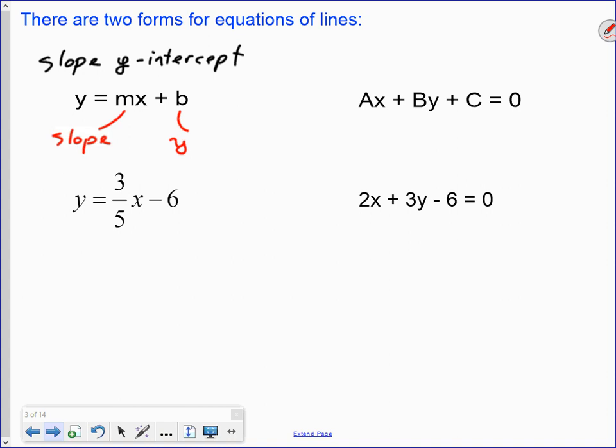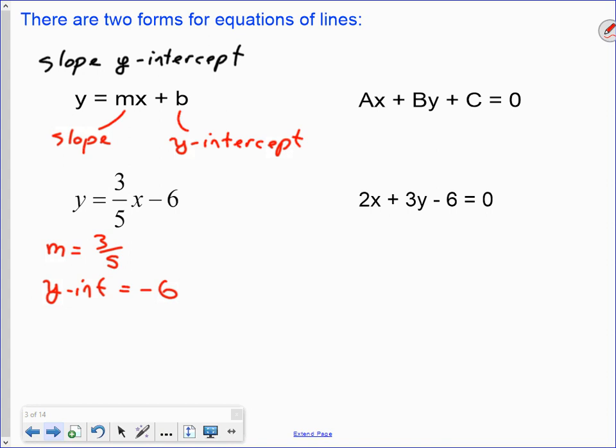y-intercept. Okay. So an example of an equation in slope y-intercept form would be y equals 3 over 5x minus 6. Here our slope m is 3 over 5. And our y-intercept would be negative 6.